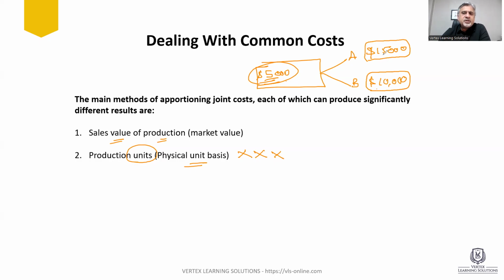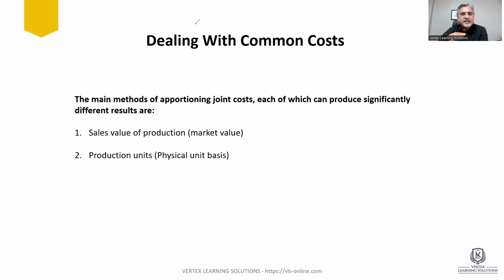Again, you will do proportion. Total sales value is 25,000. So this should be getting 15 by 25 multiplied by $5,000. This should be getting 10 by 25, because total is 25, 15 plus 10. So out of total 25, it has got only 10, and you multiply it with $5,000. This is what we call the sales value method. This is the method which is recommended and which we will use.